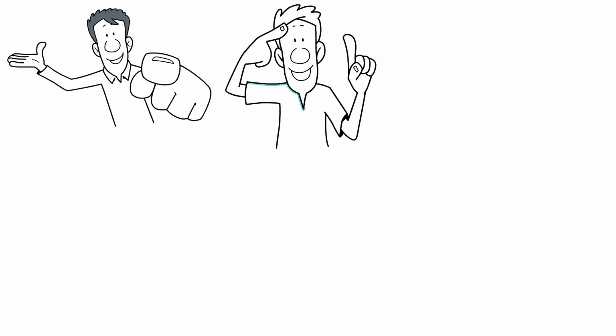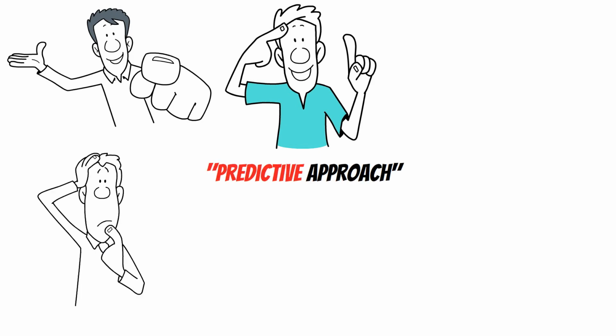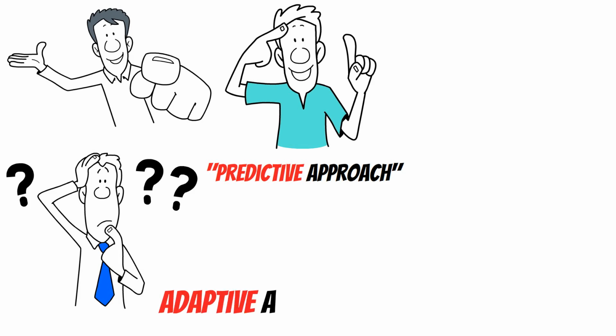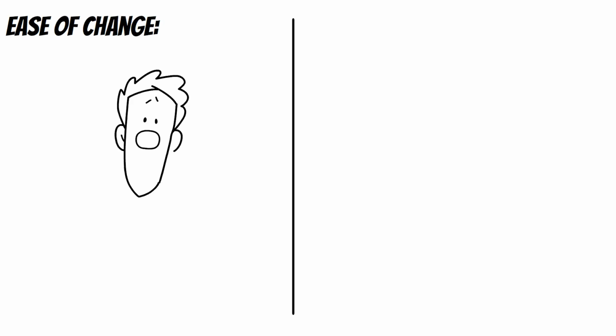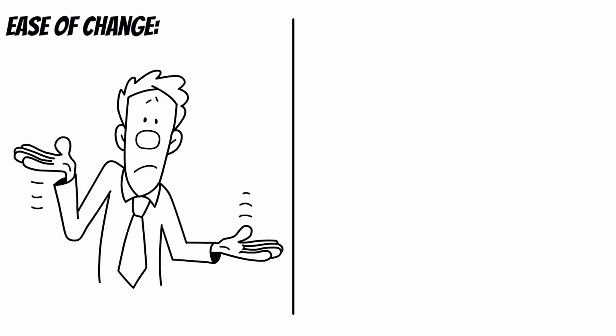You can see the trend, right? If it's a stable project and we know what to expect, then use predictive. If you are working on a project that you have no idea how to even start, then it's an adaptive approach. Other variables are ease of change, whether or not change is easy to implement on a project.